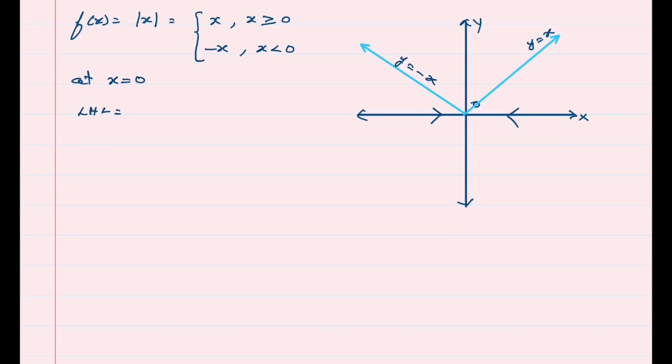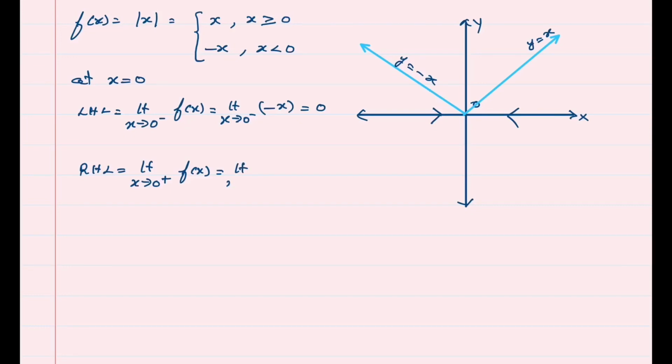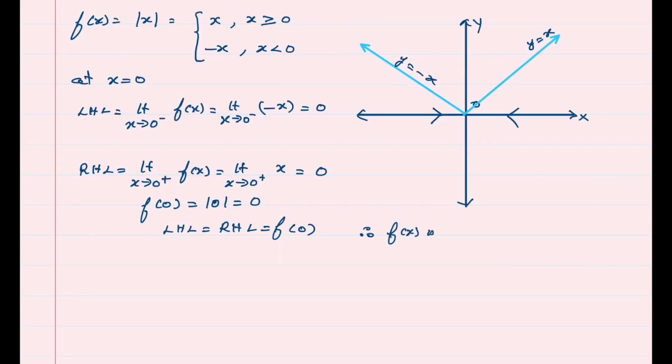So LHL at 0 will be limit x tending to 0 minus f of x. For less than 0, f of x is minus x. The answer is 0. Now RHL, limit x tending to 0 plus f of x, and for 0 plus, that is greater than 0 definition, which is x, and the limit value is 0, and f of 0 is absolute value of 0, that is also 0. All three are equal. LHL equal to RHL equal to f of 0. Therefore, f of x is continuous at x is equal to 0.